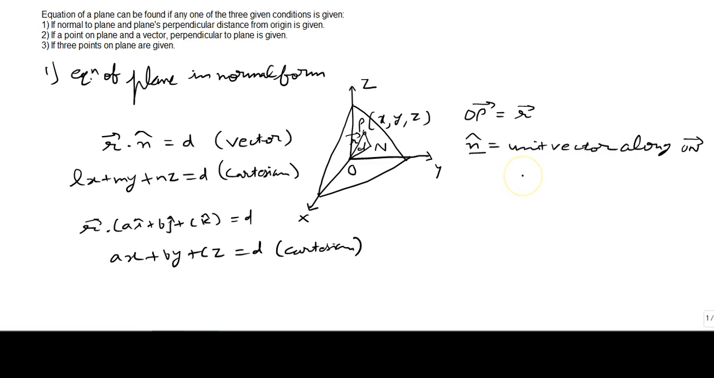Now I'm going to take the second case, which is: if any point on a plane is given, and a vector perpendicular to the plane is given, in that case, how are we going to find out equation of the plane? That I'll just show you right now on the next page. So again I'm going to plot a three-dimensional plane. Say this is my x, this is my y over here, and over here I have z.